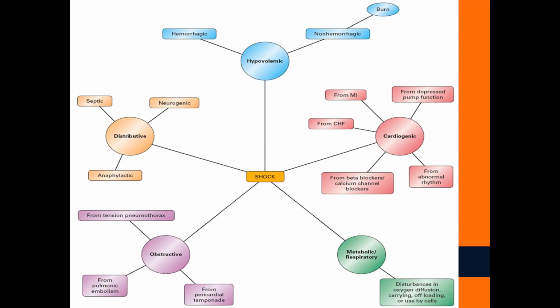Okay. Now, I breezed by the metabolic and respiratory. This is not quite as common. Metabolic and respiratory shock will happen when the body has a difficult time either carrying oxygen, offloading the oxygen, the cells aren't using it appropriately, something's causing oxygen to not diffuse across the cell walls like it's supposed to. The other 4 are much, much more common.